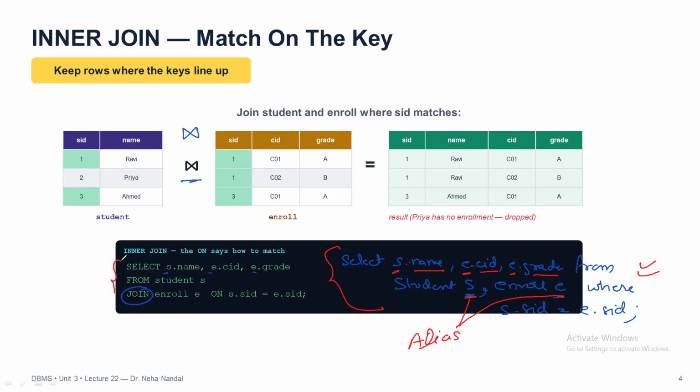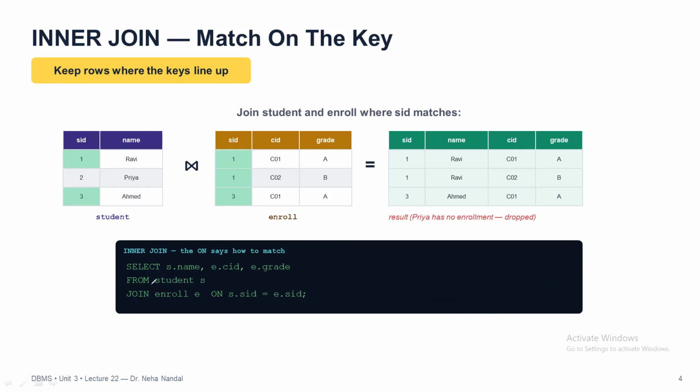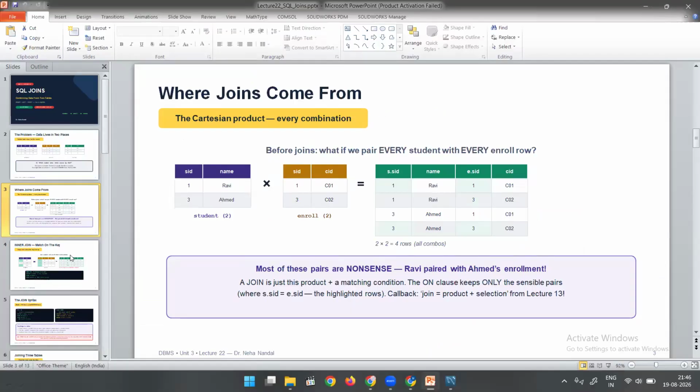Now this is another way. Select name, CID, grade from student join enroll. When you are using the keyword join, for the condition you have to use the operator on. Okay, I hope you got this. Let's try this out in Workbench very quickly. We want to display name, CID and grade.